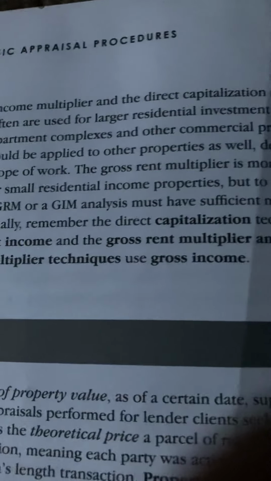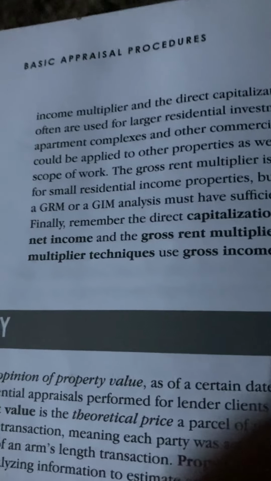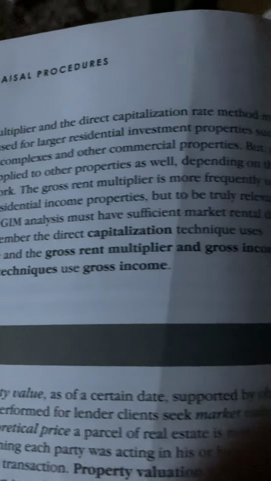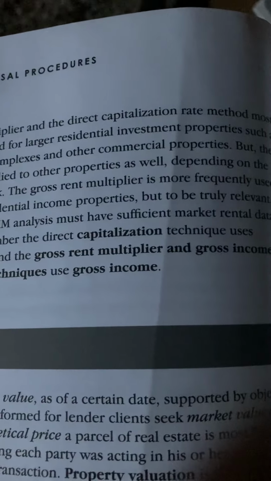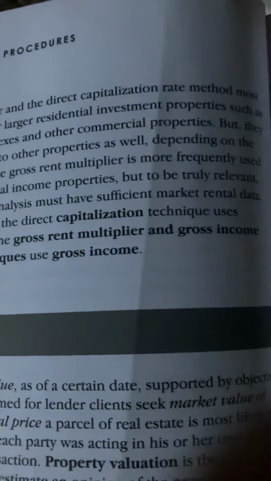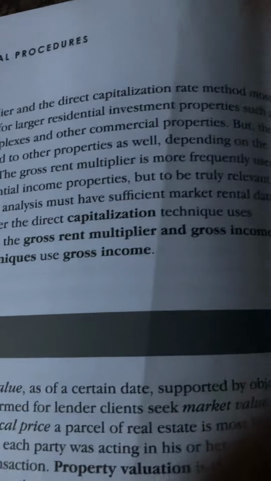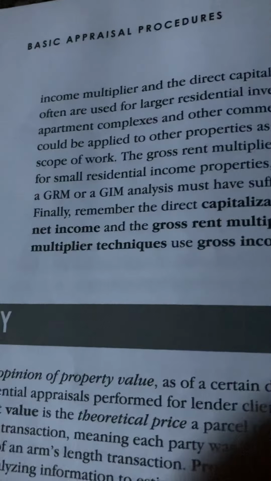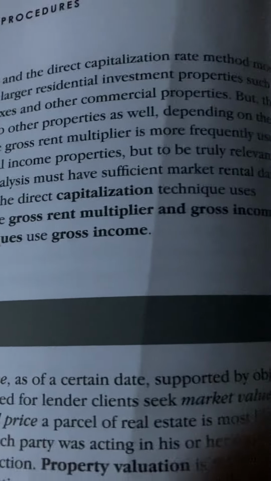Income multiplier and the direct capitalization rate method most often are used for larger residential investment properties, such as apartment complexes and other commercial properties. But they could be applied to other properties as well, depending on the scope of work. The gross rent multiplier is more frequently used for small residential income properties. But to be truly relevant, a GRM or a GIM analysis must have sufficient market rental data.